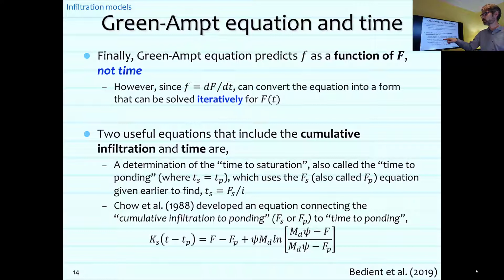So here's one approach. There's another, though, developed by Zhou et al., 1988. This is an equation that connects the cumulative infiltration to ponding, Fs or Fp, to the time to ponding through this equation here. And we'll see some examples in the synchronous sessions on how to actually solve these equations. This is the end of video 3.